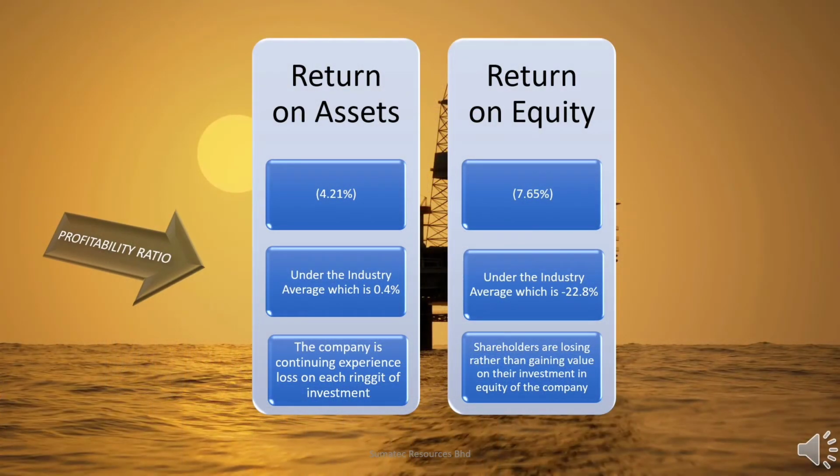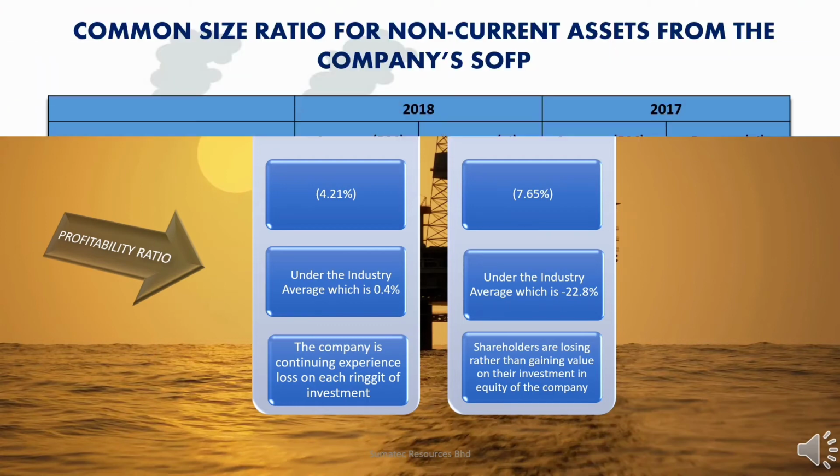Still under the profitability ratios, the next ratio is return on asset ratio for Sumatec Resources Berhad, which is negative 4.21%. The return on asset ratio is under the industry average. This is because the company continues to experience loss on each ringgit of investment. For the last ratio, which is return on equity ratio, the company's return on equity ratio is negative 7.65%. This is also under the industry average because the Sumatec Resources Berhad shareholders are losing rather than gaining value on their investment in the equity of the company.